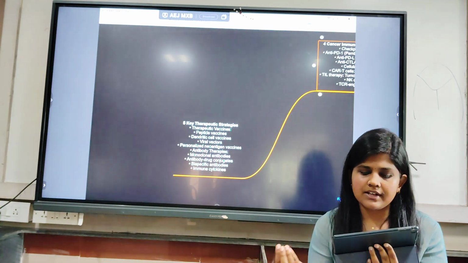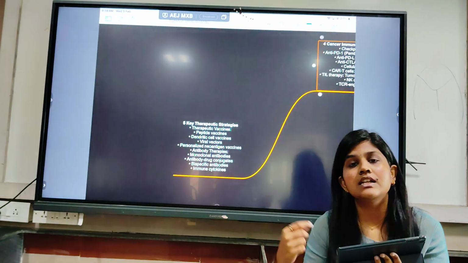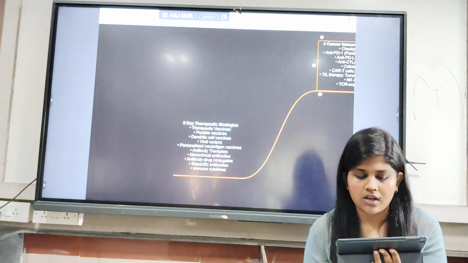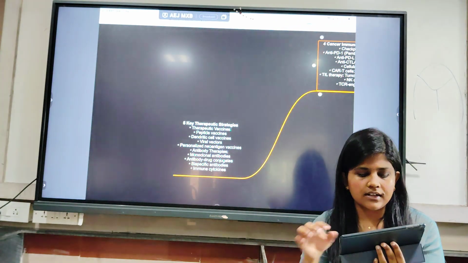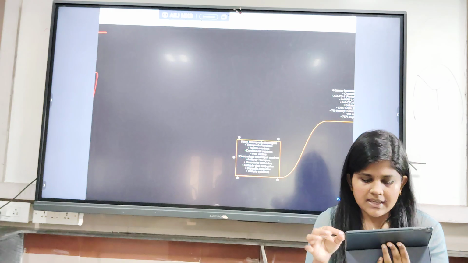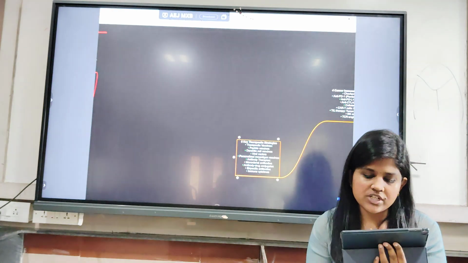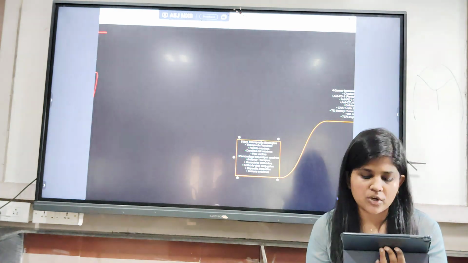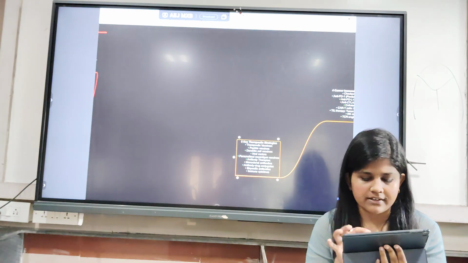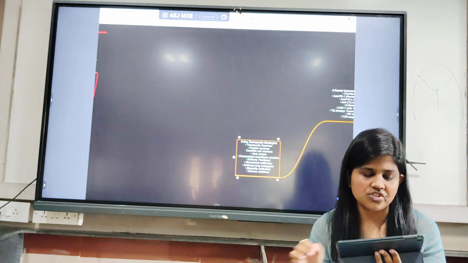And we also have dendritic cell vaccines, viral vectors, and personalized neoantigen vaccines are also available nowadays. And antibody drug conjugates are also present. Bispecific antibodies and immune cytokines are also there. They are all key therapeutic strategies.